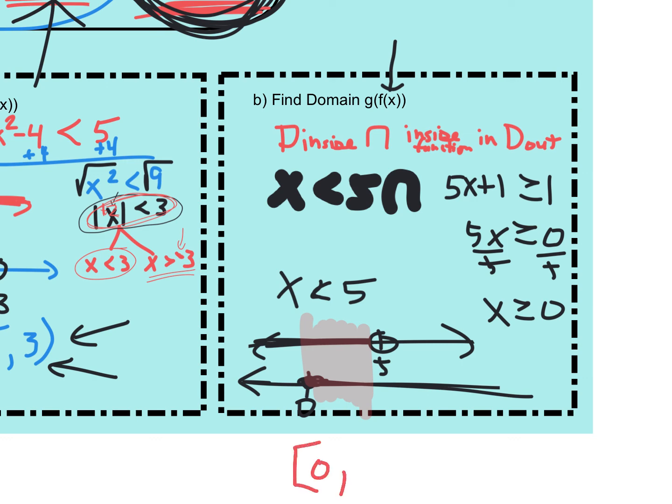I feel like I made a mistake there, but I don't think so. Can anybody verify you got the same thing without just copying me? Okay, good. Then I think it's right. 0 to 5. All right.